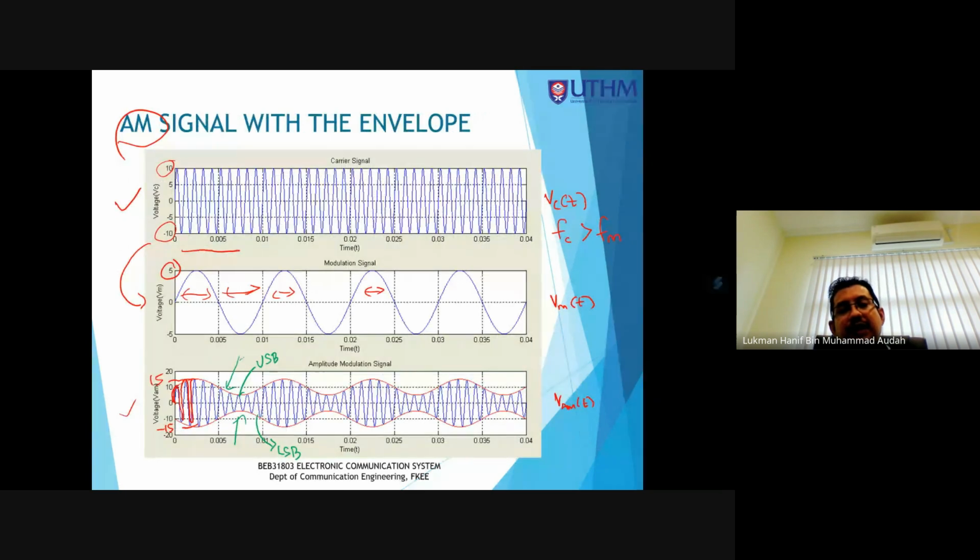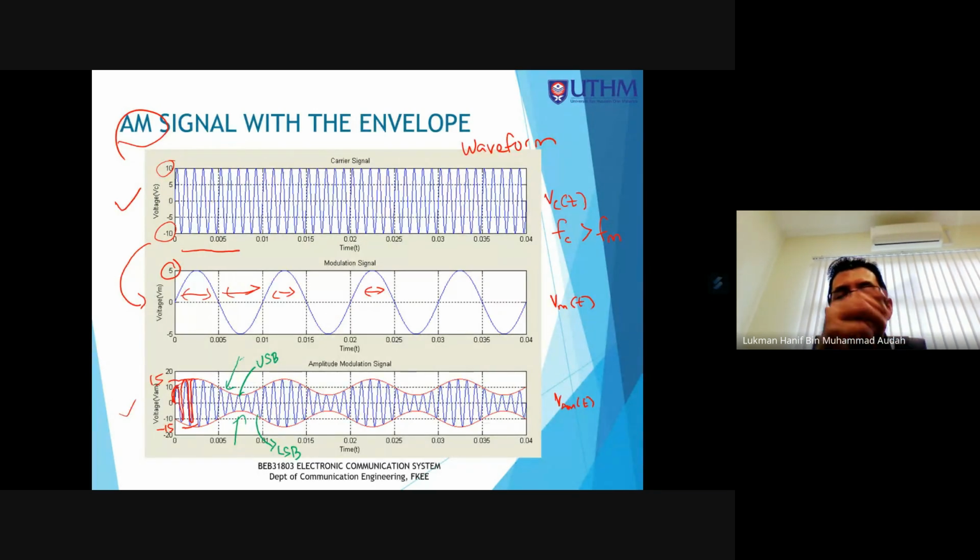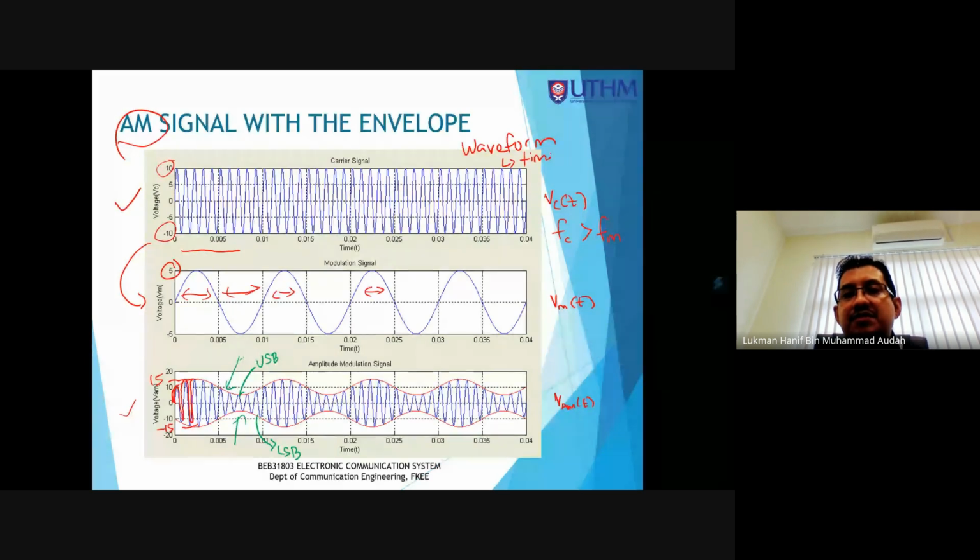So if you ask me, this is a waveform. So we call this a waveform. A waveform is a signal in the time domain. So a waveform normally corresponds to the time domain signal. What is time domain? Time domain is time versus voltage, like this. So this is a time domain signal.